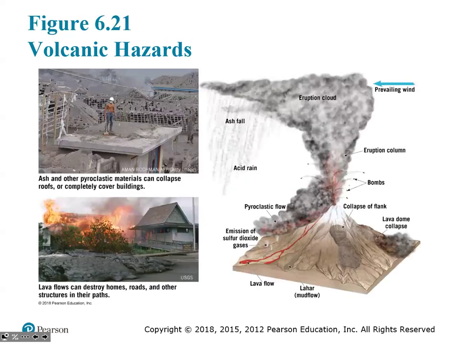So here are some volcanic hazards. Lava flows can destroy homes, roads, other structures. Ash and other pyroclastic materials can collapse roofs or completely cover buildings. So you can have lava flows, you can have a pyroclastic flow, you have this cloud of ash. You can get acid rain from that. You can have collapses of lava domes or collapses of flanks, some big landslides, lahars, which are big mud flows.